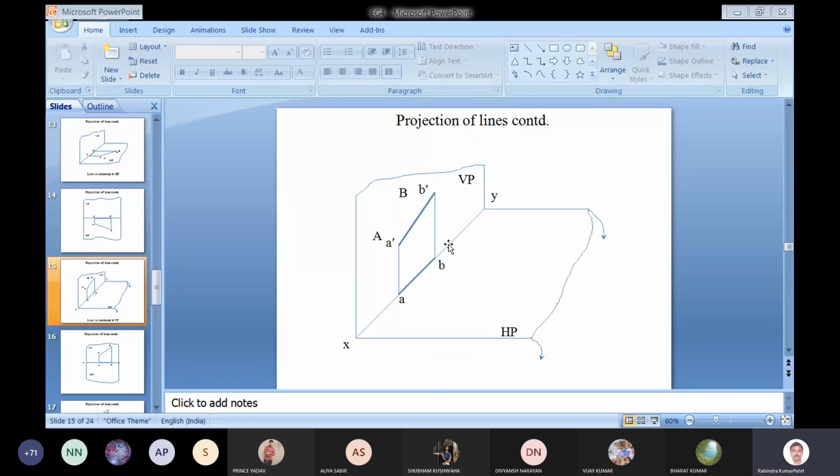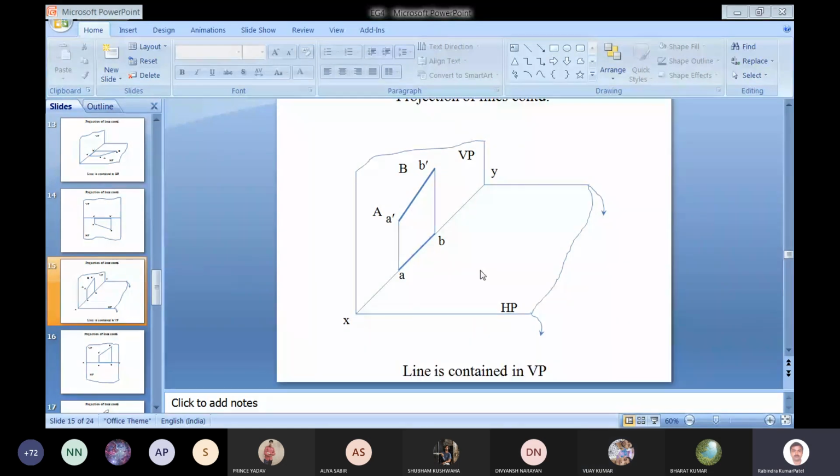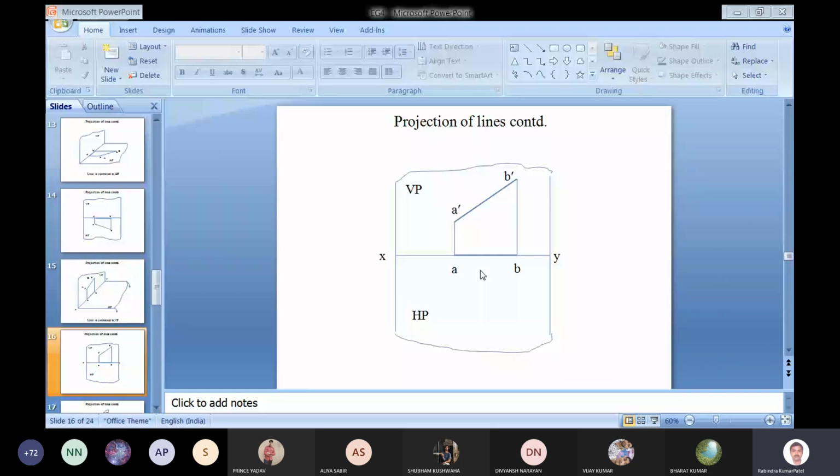Similarly, we can have another line lying on the vertical plane. Its projection onto the vertical plane will be A dash B dash, which is the front view, and the top view will be projected onto the reference line, that is AB. Again we can get the projections onto a single plane. Here we can see A dash B dash representing the front view and AB representing the top view.